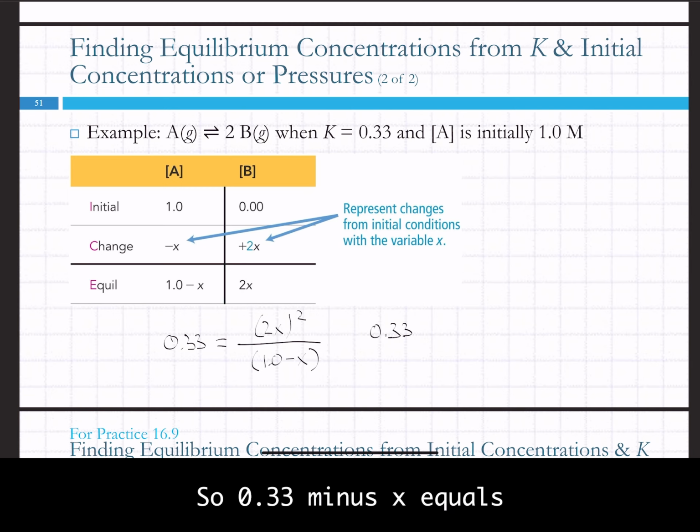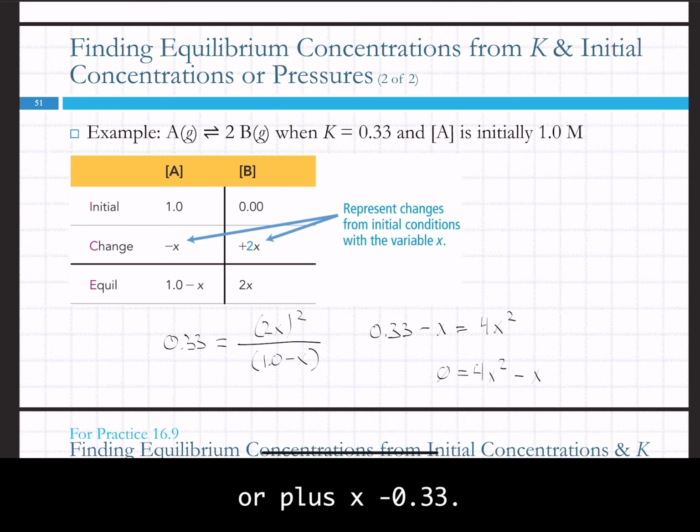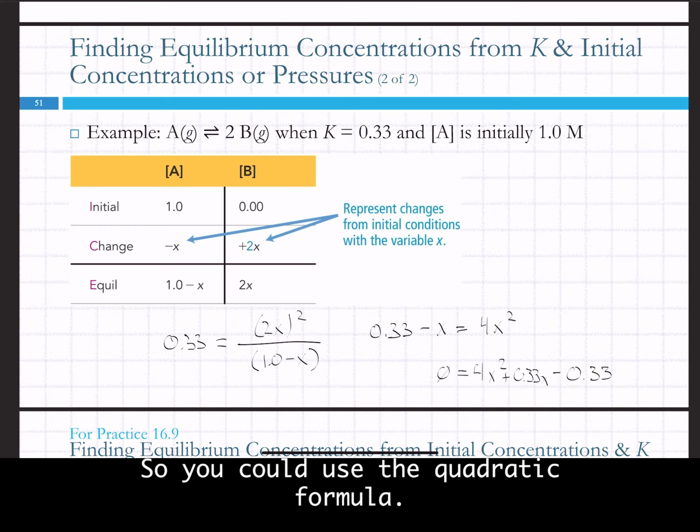And then a lot of the time, you end up with a quadratic. So 0.33 minus 0.33x equals 4x squared. And we want to get all of that to one side, so we get 4x squared plus 0.33x minus 0.33. So you could use the quadratic formula.